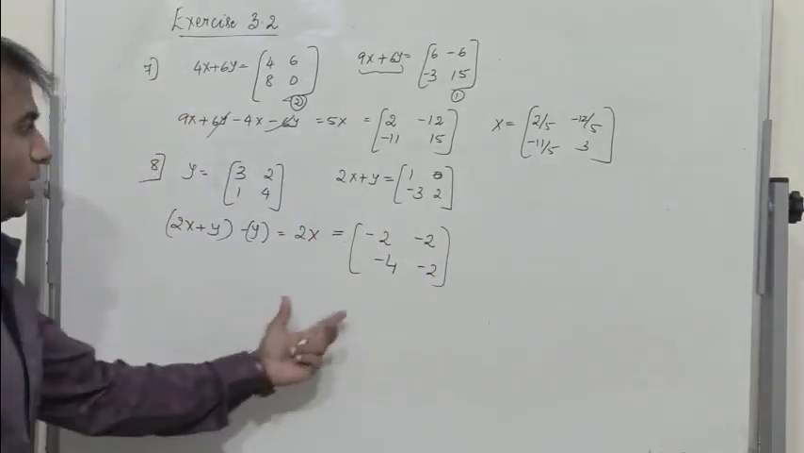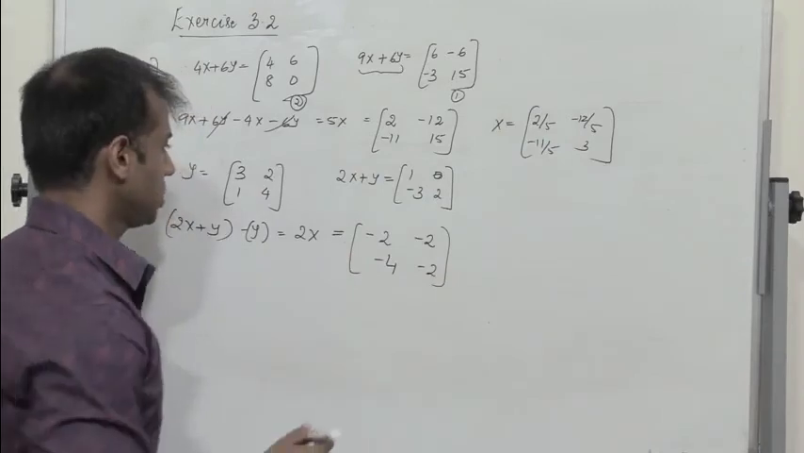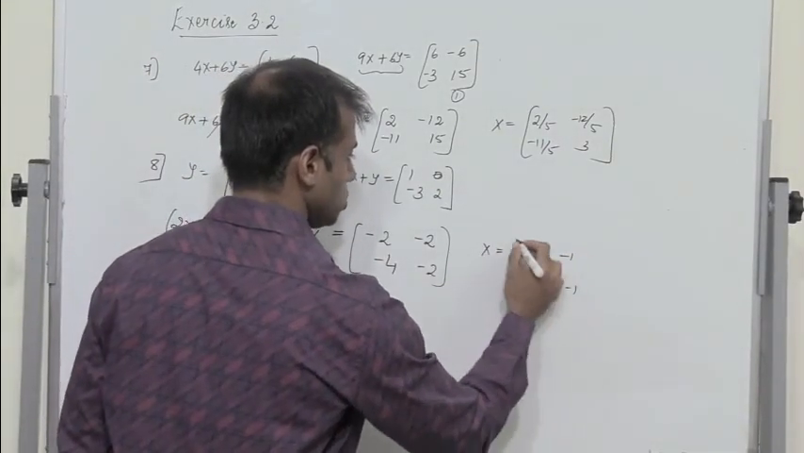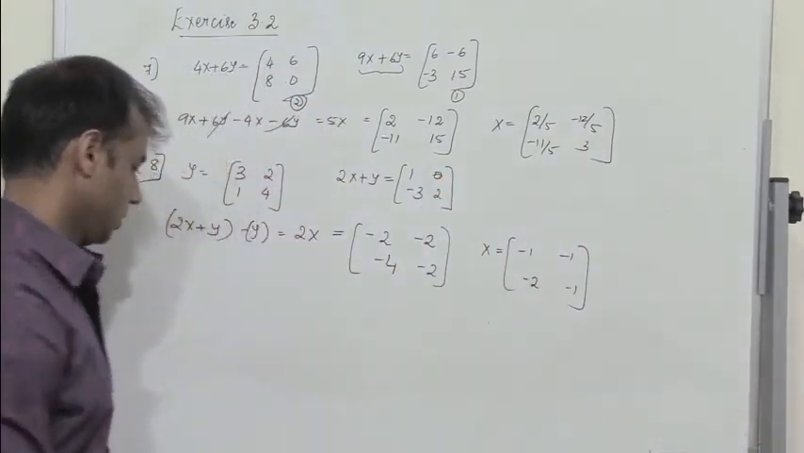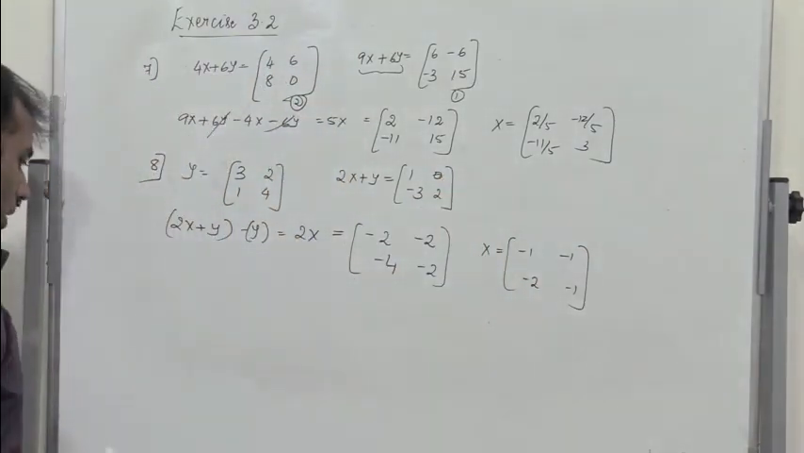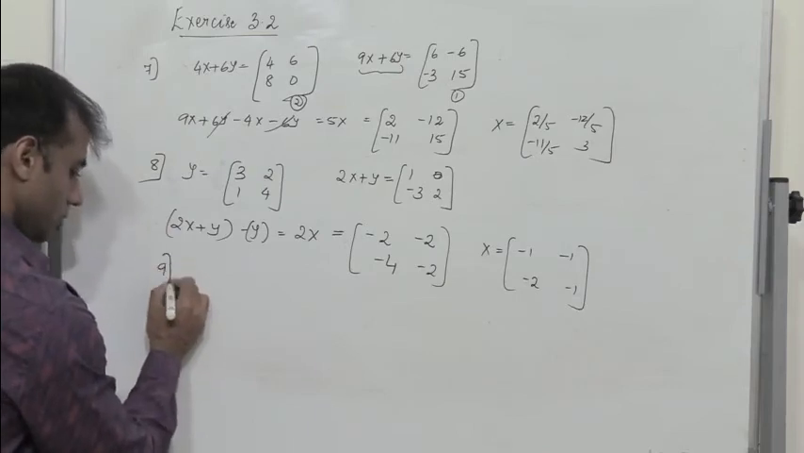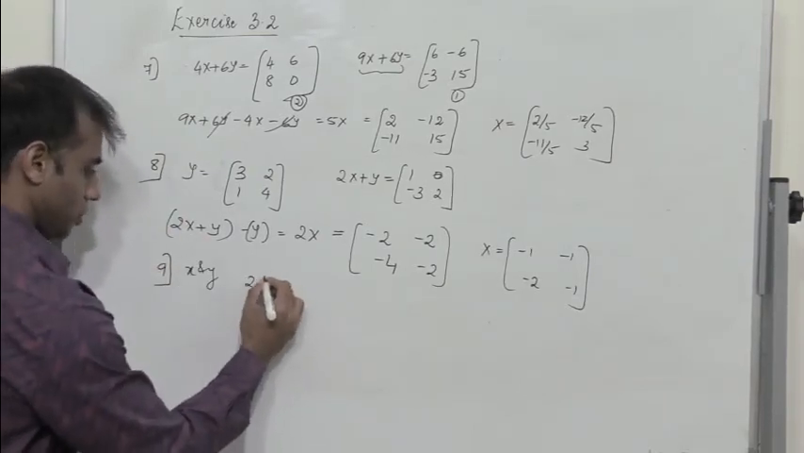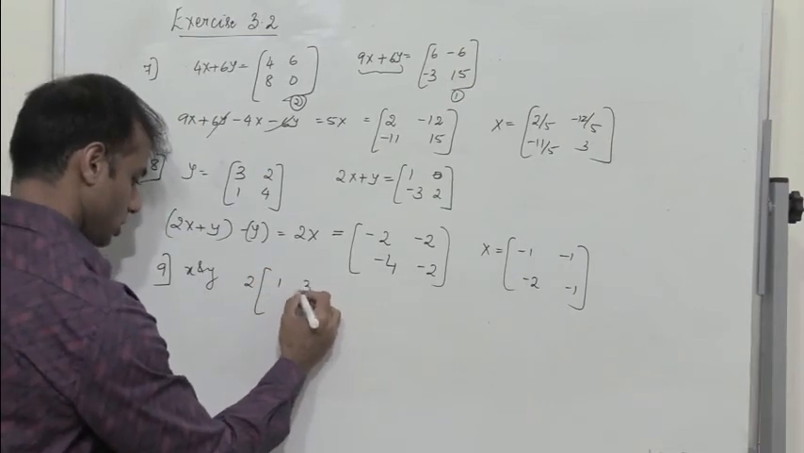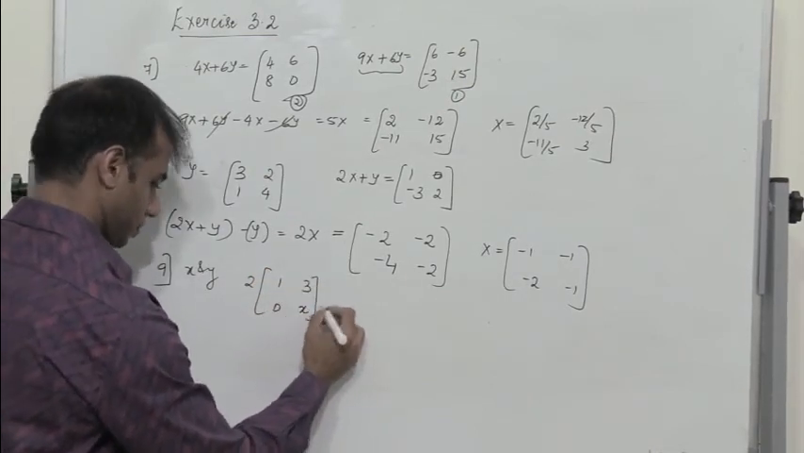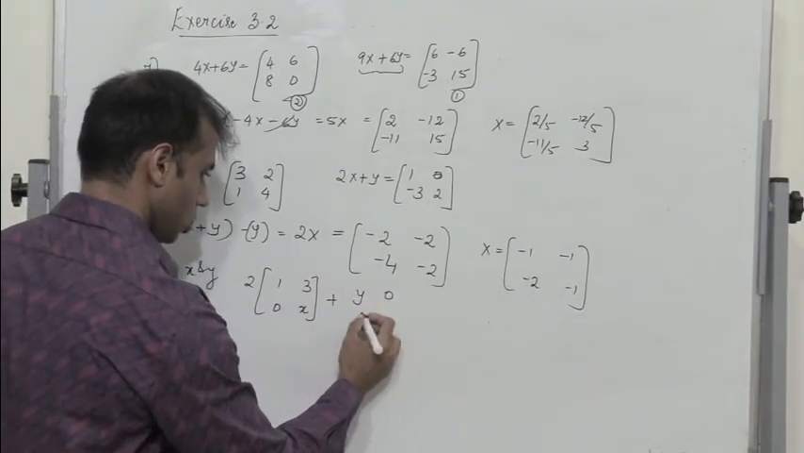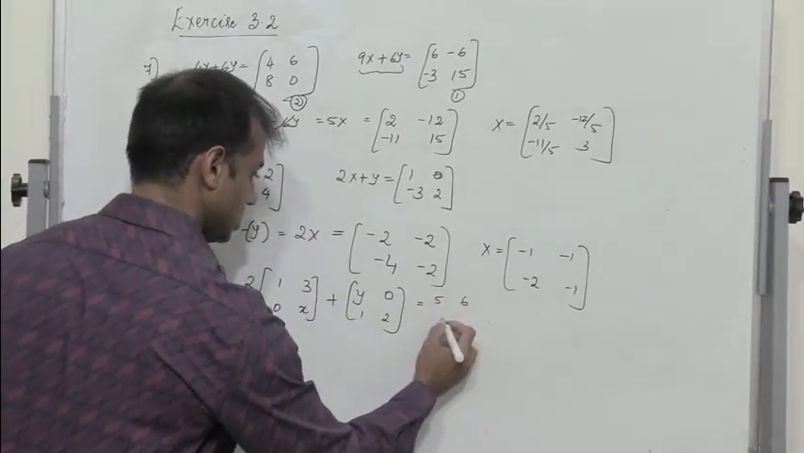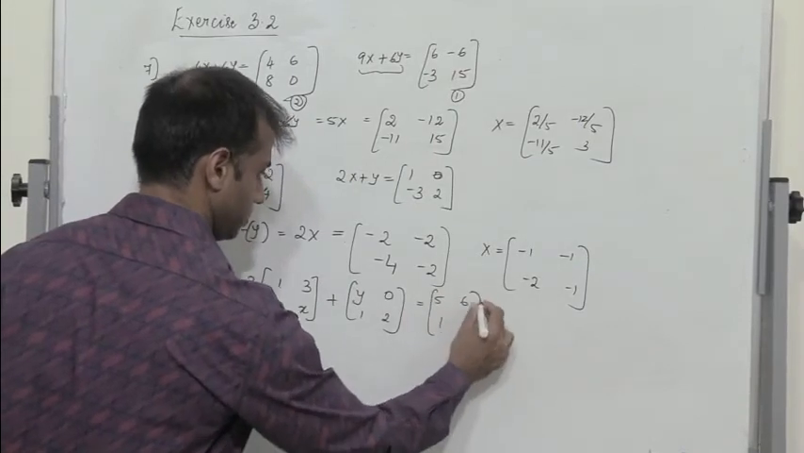So what is x? Divide all the elements of this matrix by 2. So we get x equal to minus 1, minus 2 and minus 1. Okay. Next, 9. Find the value of x and y. So I have 2 into 1, 3, 0, plus x, y, 0, 1, 2, which is equal to 5, 6, 1 and 8.